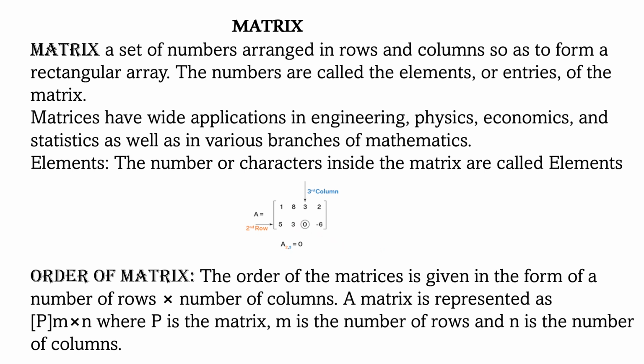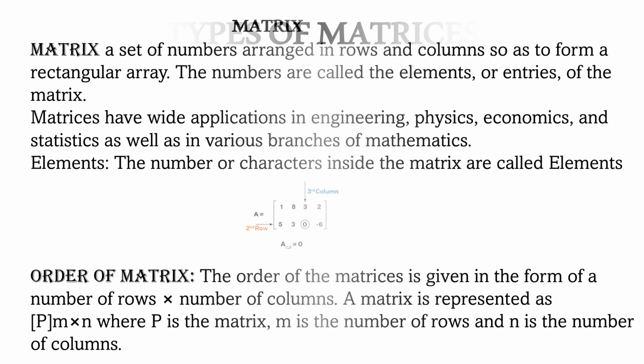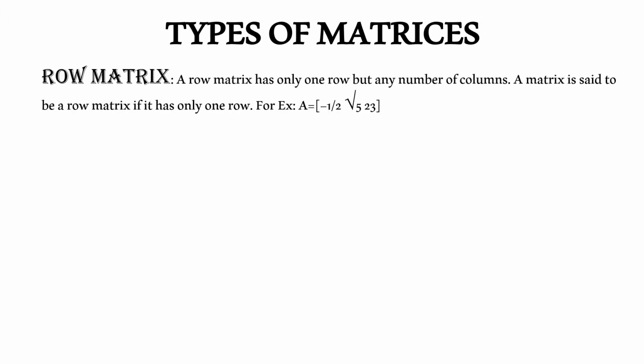Understood? Then we'll see types of matrices. First one, row matrix. What is a row matrix? In the row matrix, we see only one row and n number of columns. In this example, you can see only one row in this matrix. That's why it is called a row matrix. See, this is minus 1 by 2 and under root of 523. In this matrix, only one row and two columns. Hence, it is called a row matrix.